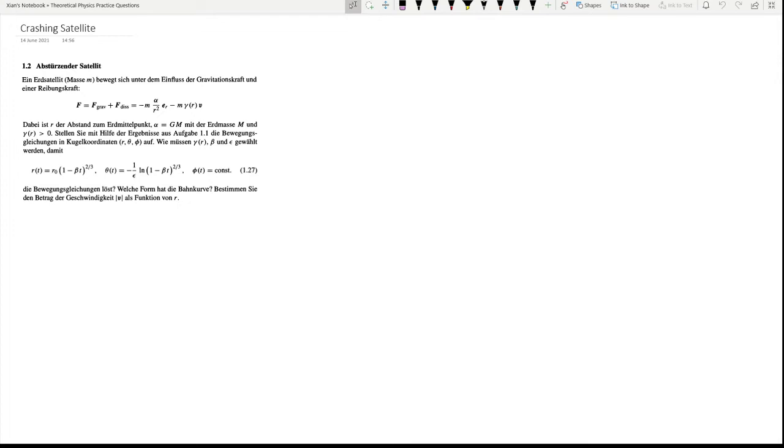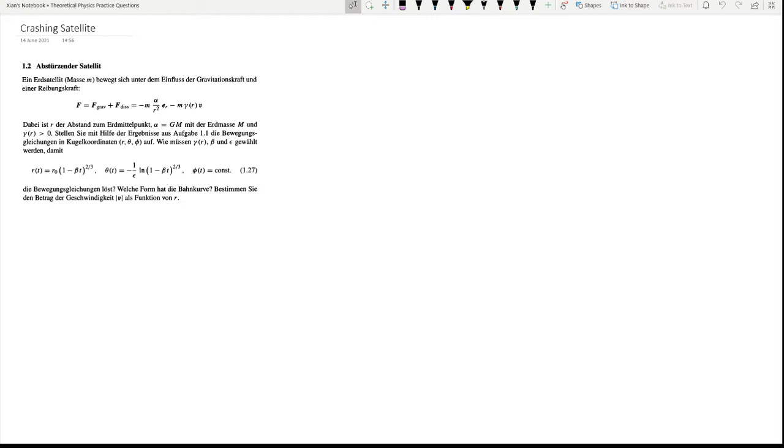I previously showed you how to derive the equation for velocity and acceleration in spherical coordinates. Today, I will show you how we are going to use them. For this question, we have a satellite with mass m that's moving under the influence of the gravitational force and frictional force.